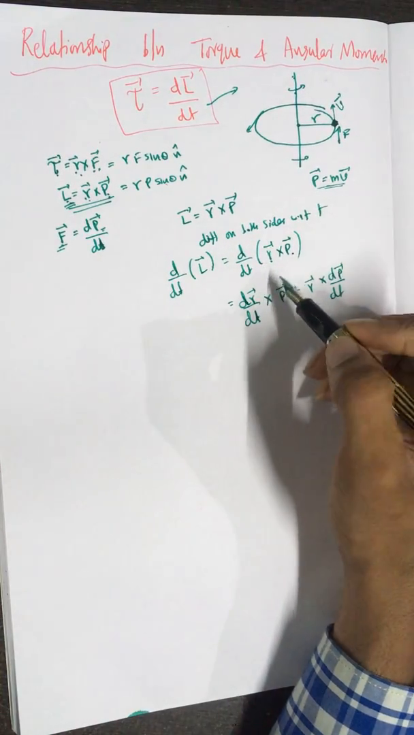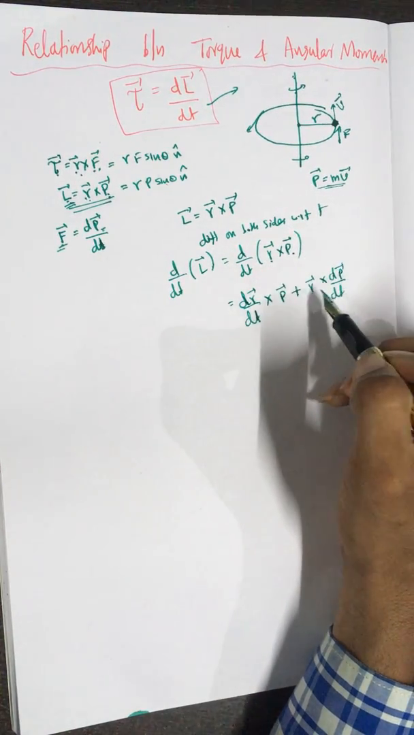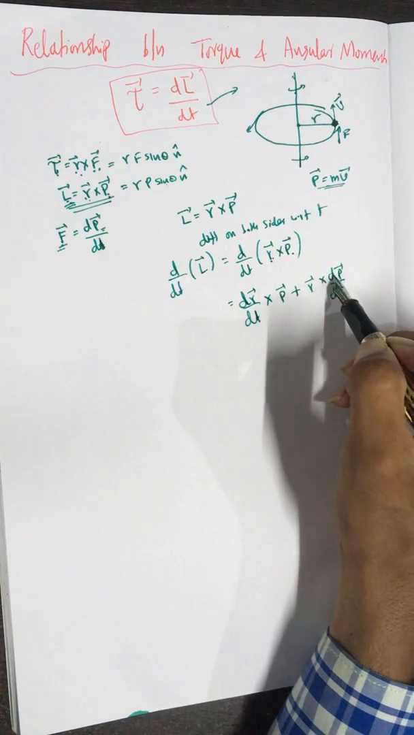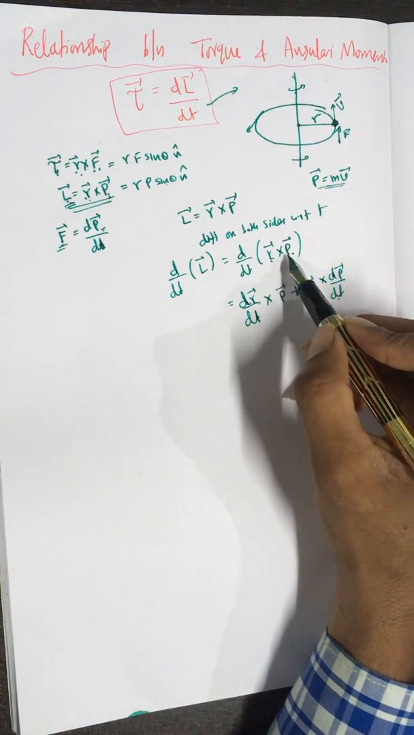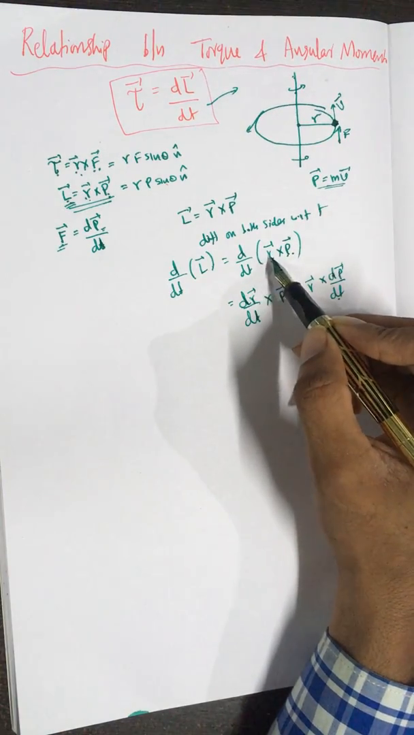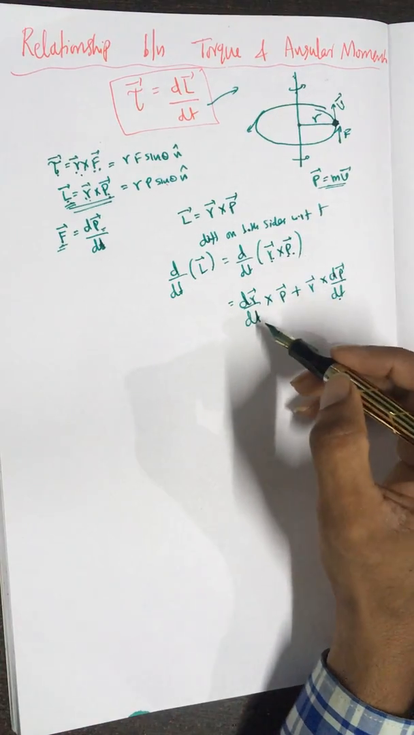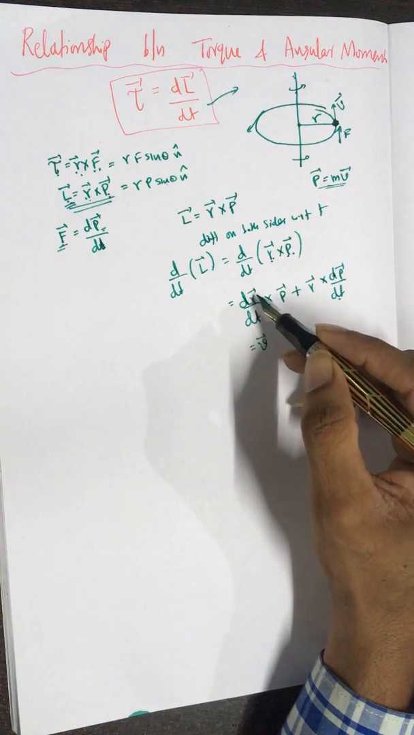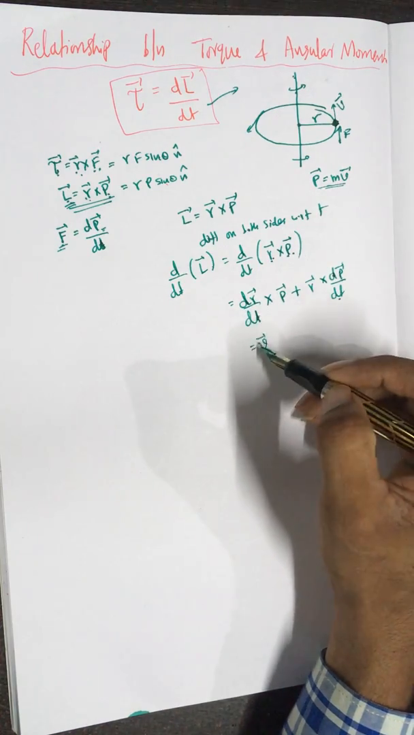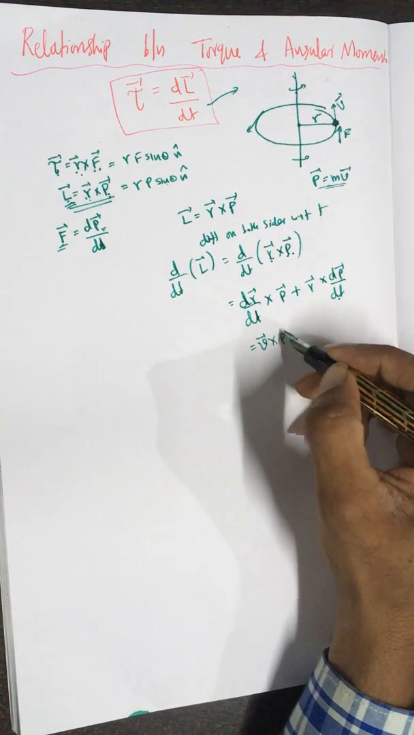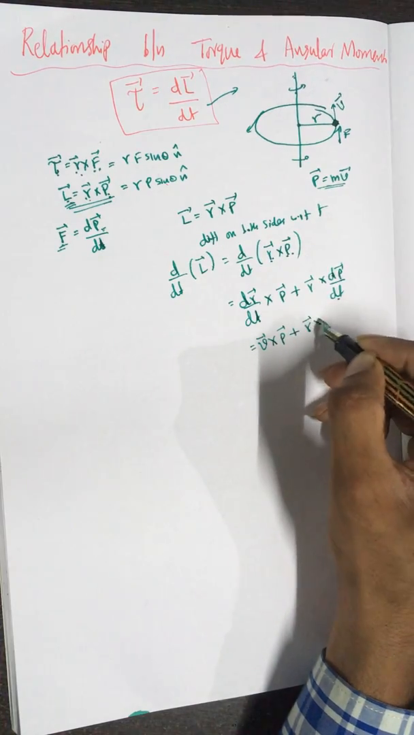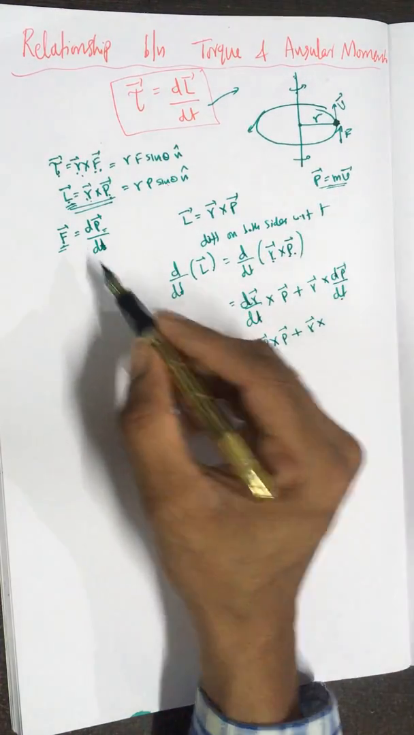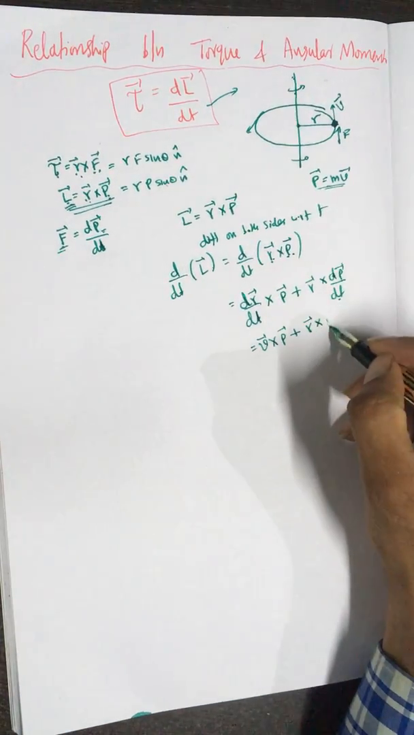So I just use the chain rule. Once I keep r constant and differentiate p with respect to time, next I keep p constant and differentiate r with respect to time. And this dr by dt is nothing but the velocity v, because the rate of change of displacement is velocity, cross p vector, plus r vector cross dp by dt, which is nothing but the linear force that you apply here, that is F vector.